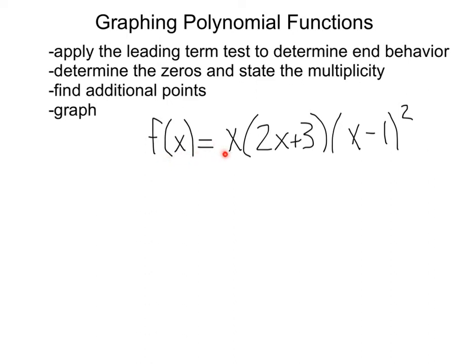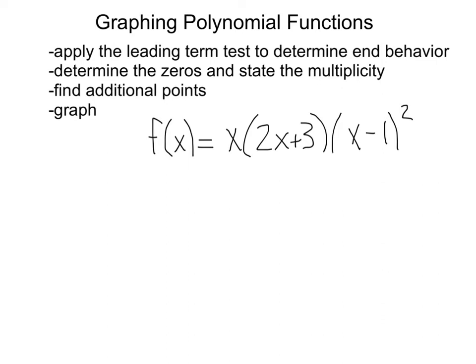f of x equals x times 2x plus 3 times x minus 1 squared. So, to start off, if we were going to use the leading term test, first we have to determine what that leading term is going to be. In order to determine the leading term, we don't want the factored form. So what I'm going to do here is deduce what my leading term would be.